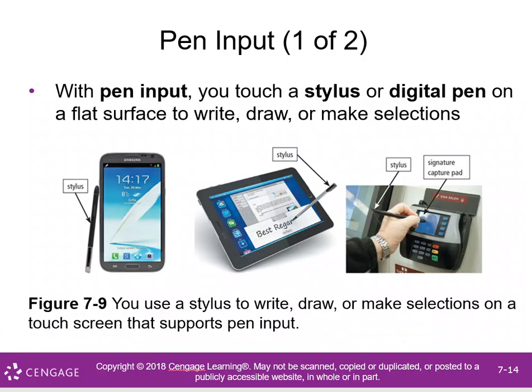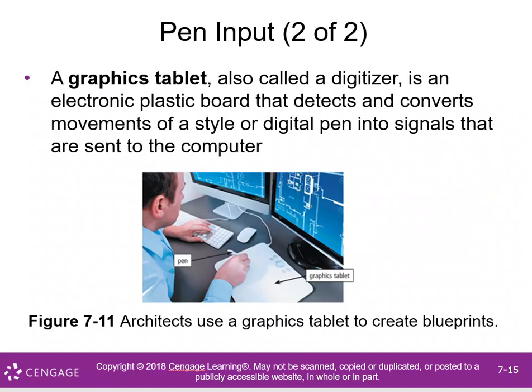Okay, then next is pen input ataupun kita panggil stylus ataupun digital pen on a flat surface to write, draw or make selection. Okay, biasa kalau kita guna tablet ataupun yang kita panggil note macam ni. Okay. Then a graphic tablet, also called a digitizer, is an electronic plastic board that detects and converts movement of a stylus or digital pen into signals that are sent to the computer. So contohnya untuk melukis sesuatu, kita akan connect graphic tablets. Okay. Contoh yang saya guna kalau untuk mengajar subjek yang melibatkan drawings, okay, saya akan guna dengan pen tadi.